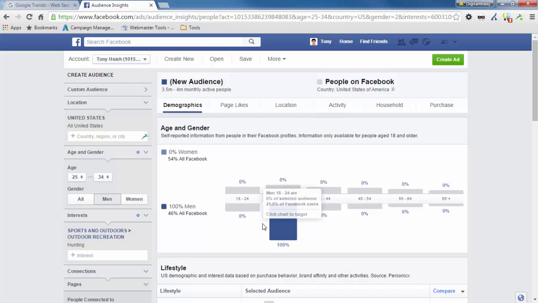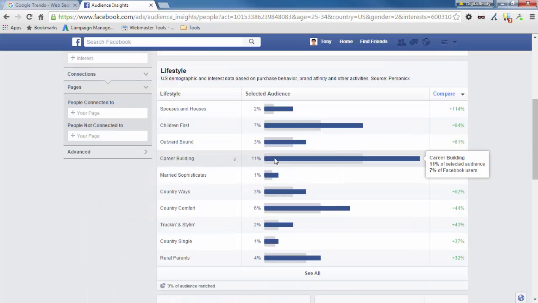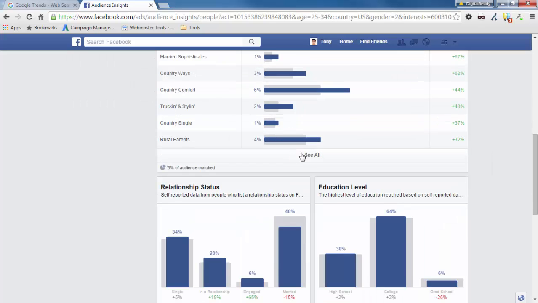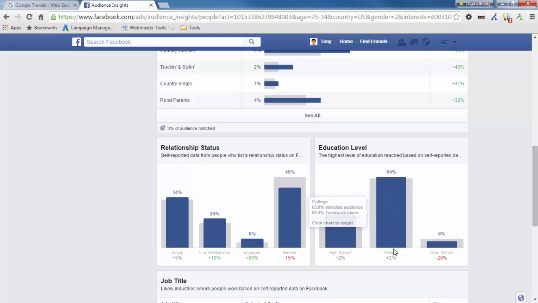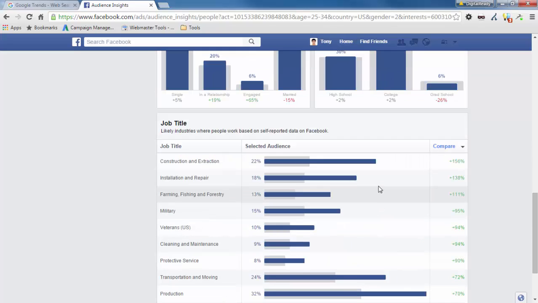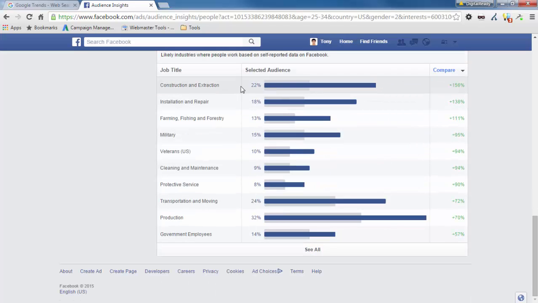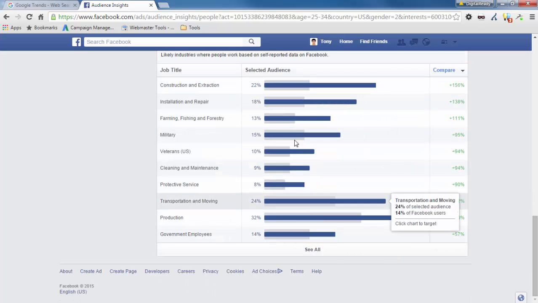Maybe you really want to narrow it down to someone who has a kid and is really focused on their career, and probably doesn't have too much time to spend on hunting. That might be the demographic you want to go after. So in this case, that's what we're going to do. Looking at the education level, quite a few of them have a college degree, and a lot of them work in construction. So it seems to be a blue collar demographic, as you can see right here: transportation, production, those kinds of things.